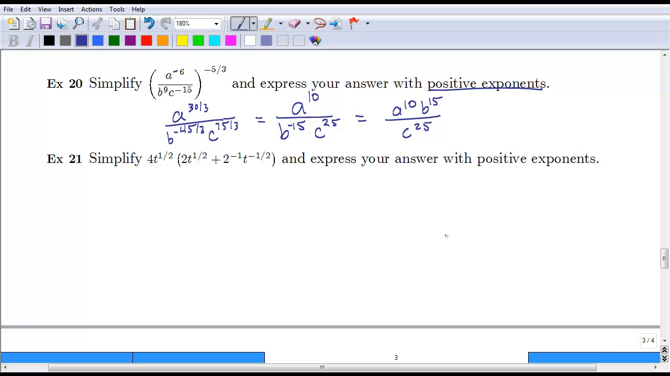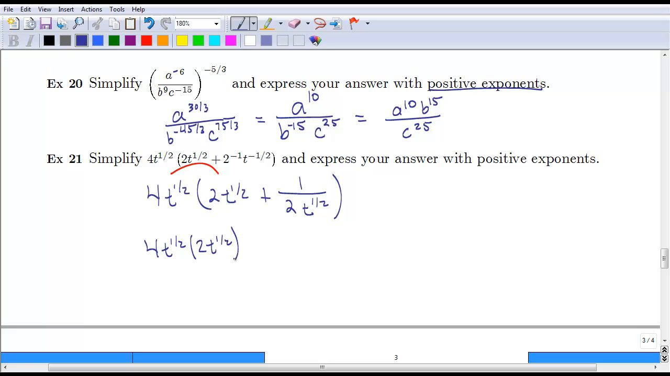A few more examples. Sometimes it's helpful to rewrite things as fractions if we need to. So in this case, we've got 4t to the 1/2, and we want to multiply that by 2t to the 1/2, plus 1 over, well, 2 to the first is just 2, and t to the 1/2 if we put it in the denominator. So now, when we multiply these together, we get 4t to the 1/2 times 2t to the 1/2. And when you distribute to the second one, you should get a plus 4t to the 1/2 times 1 over t to the 1/2.